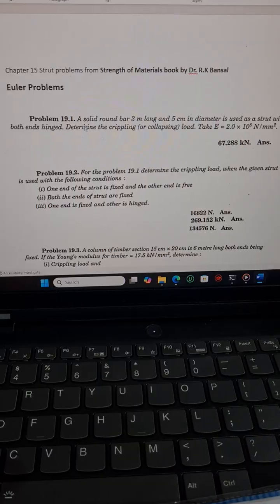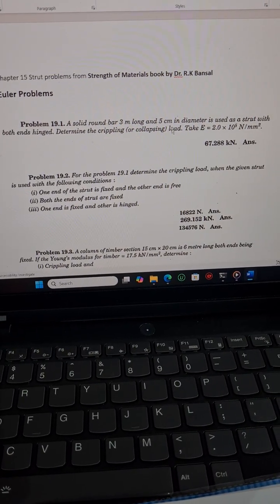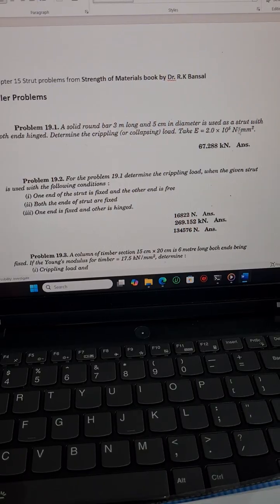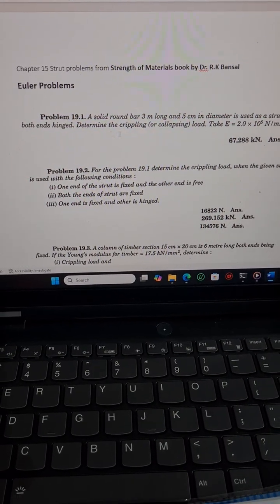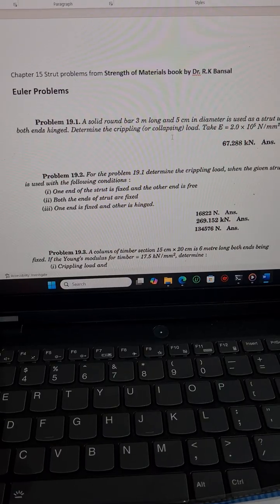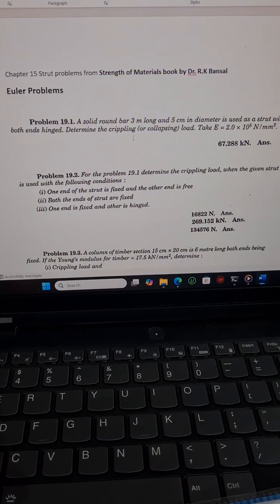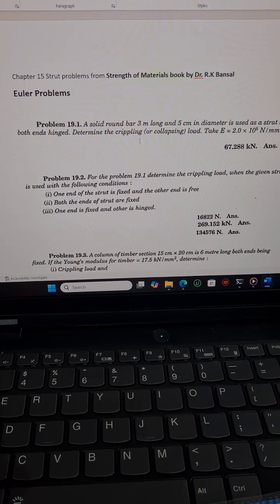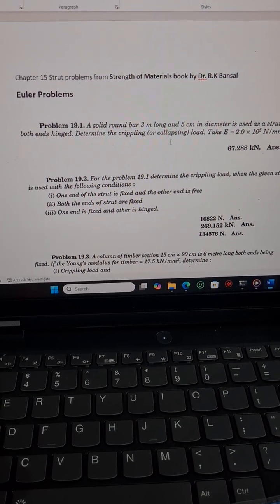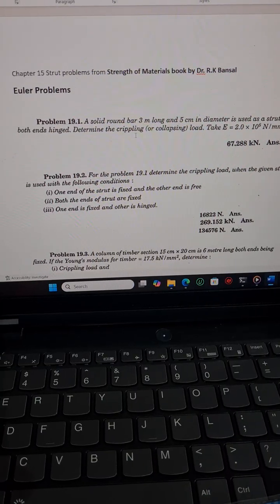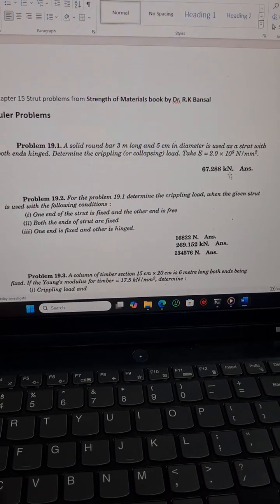A solid round bar, 3 meters long and 5 centimeter diameter, is used as a strut. With both ends fixed, determine the crippling or collapsing load. So the moment they say crippling, that just means P. They just want the crippling load, and the answer is given here, right?